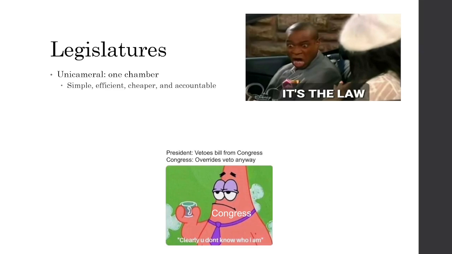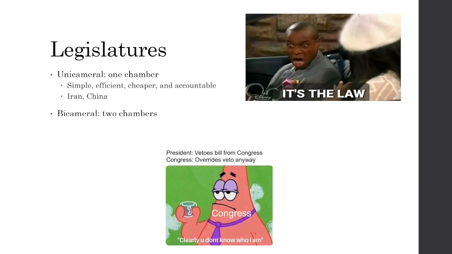It is also considered to be more accountable. There's a smaller body that's proposing and passing and agreeing with these laws and policies that are being passed in the country. If they're doing something that the people believe they shouldn't be doing, they're going to point fingers at this one simple body. And in our course, that's going to be Iran and China. They are our unicameral legislators.